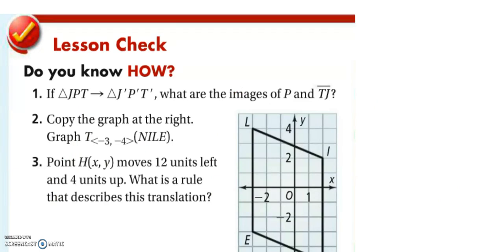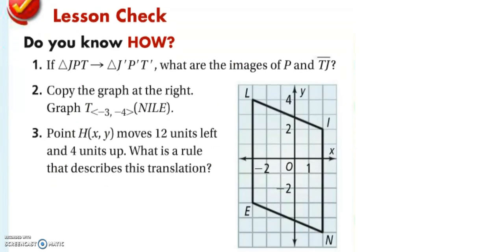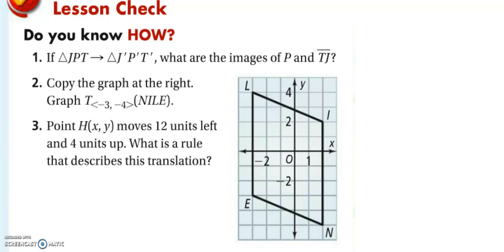Okay, so let's take a look at our little lesson check here. If triangle JPT is transformed as J prime, P prime, T prime, what are the images of P and TJ? So the image of P would just be P prime, and the image of TJ would just be T prime, J prime.